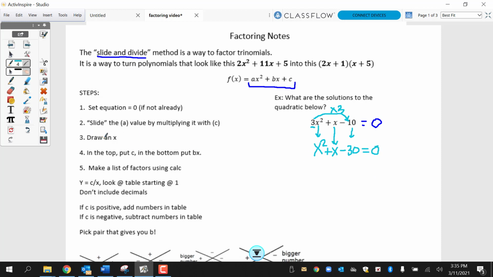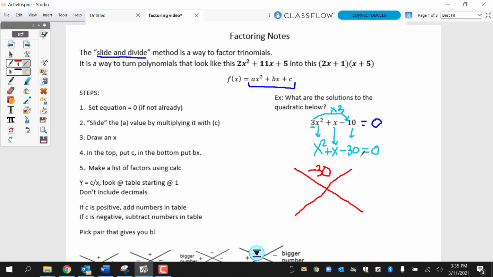Great. Next step, it says draw an x. And we're talking about a big-ish x, like this big, because we got to put some numbers in it. Okay. So draw an x, step 3. Check. In the top of the x, we're going to put our C number now. So that means this last number, we're going to put C in the top, which is negative 30.